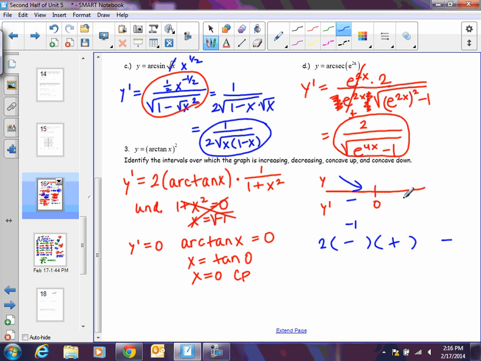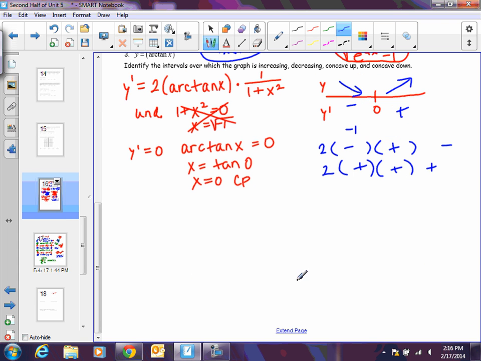Okay, now we need to plug in a number over here to the right of 0. Take any number you want. Okay, we already said arctan of a positive is positive. And really, when you look at this, you should know it's always positive. And we know that it's likely that the sign is going to change here. Okay, so before we write our answer, what's going on at x equals 0? Yeah, so what do we call that? A min. There's a min at x equals 0.